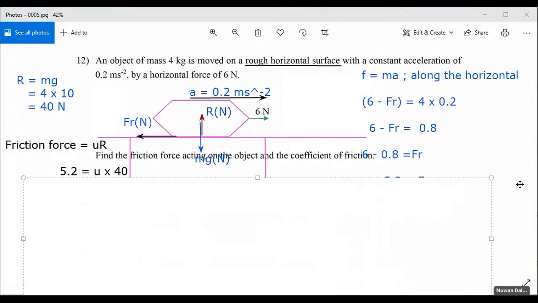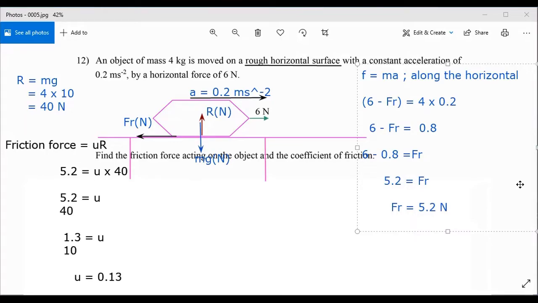Okay? Right. So the complete answer to the question is here. If you want any more time to write the answer, please take the screenshot. The complete answer is here.